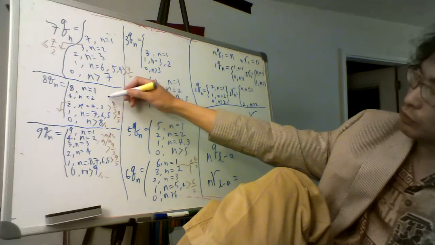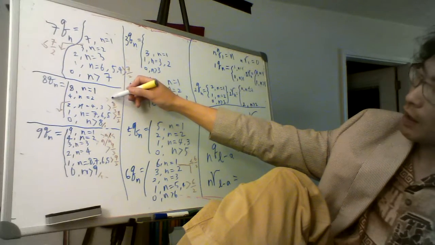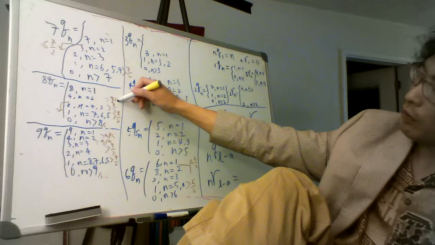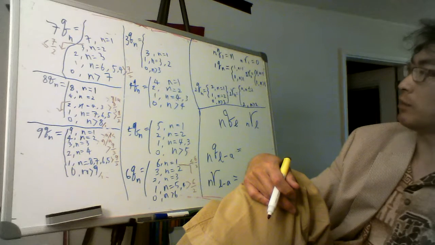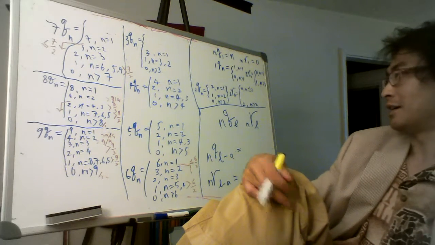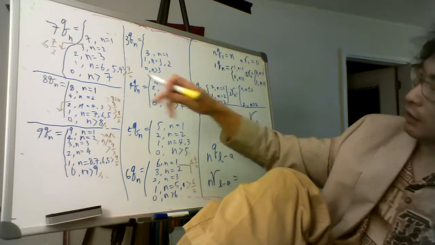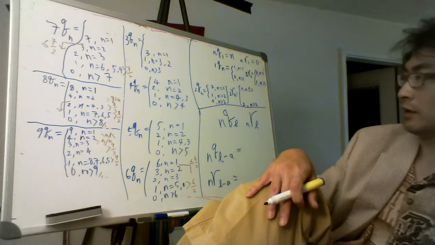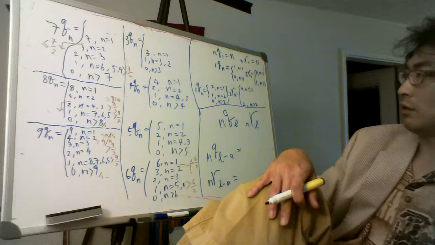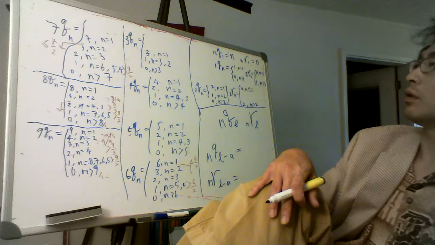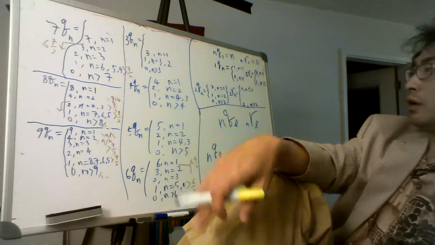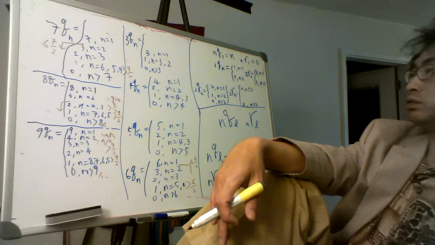So let's do some more. 8 over 4. Oh, we have a problem. They're equal, it's not more than. Oh well.